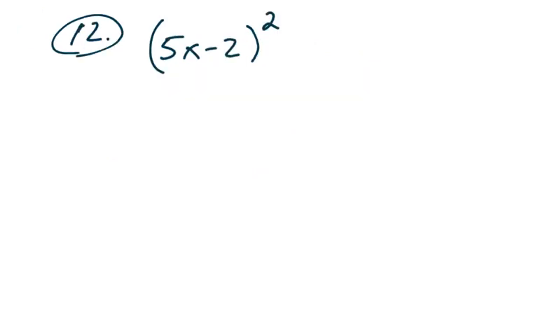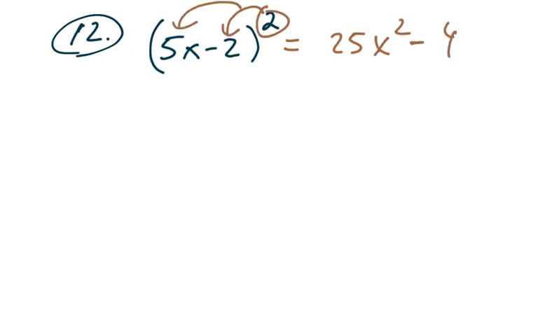Right along. The next one here is 5x minus 2 quantity squared. And the common thing that students like to do is say that, well, this is just 25x squared minus 4. Just distribute the square into both. But that is not true.